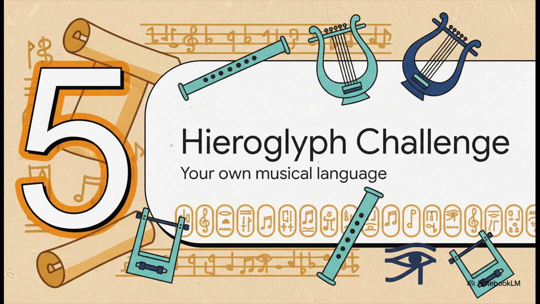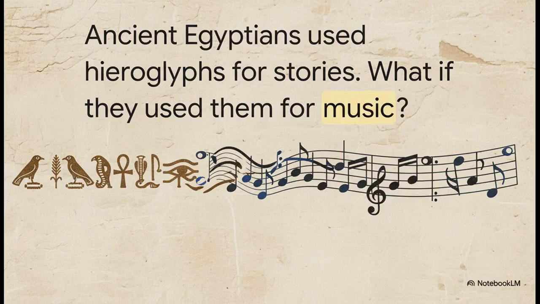Which brings us all the way back to where we started. We've got all these really clever ways of writing music today. But what if you had to invent a system completely from scratch, thousands of years ago? The ancient Egyptians used these beautiful hieroglyphs to record their entire world, their history, their beliefs, their day-to-day stories. So let's just ask a crazy question. What if they also used them to write music? What would a melody look like if it was written as a string of these incredible ancient symbols?